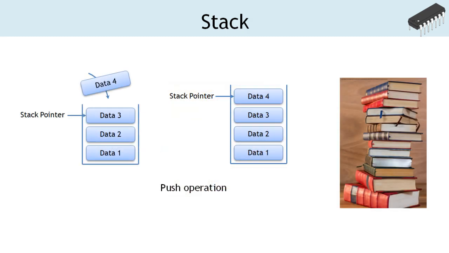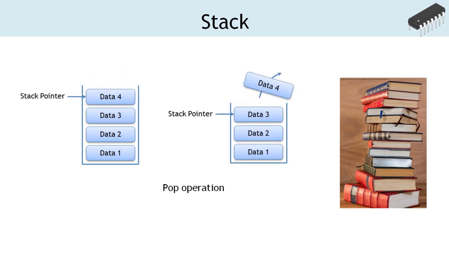The operation of adding data on the stack is called push. In the push operation, the stack pointer is incremented by 1 and the data is added to the new top pointed by the stack pointer. The operation of retrieving data is called pop. During the pop operation, the data is read from the top of the stack and the stack pointer is decremented by 1 to point to the new top.